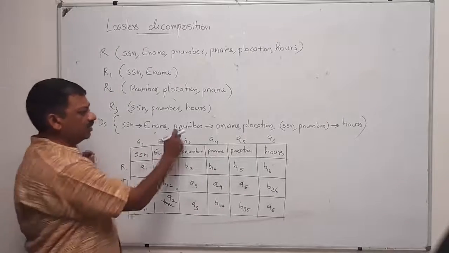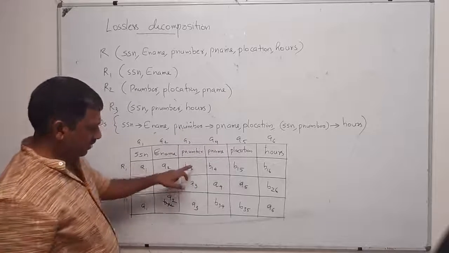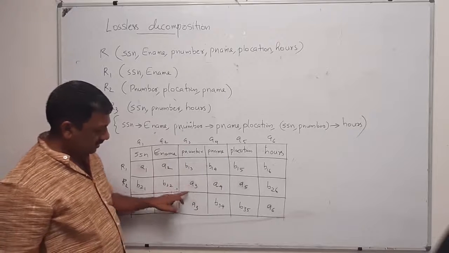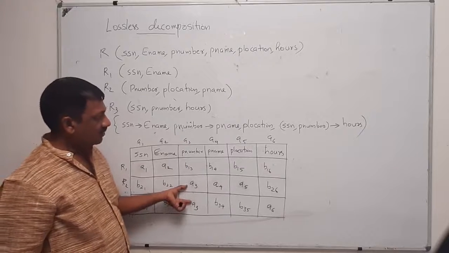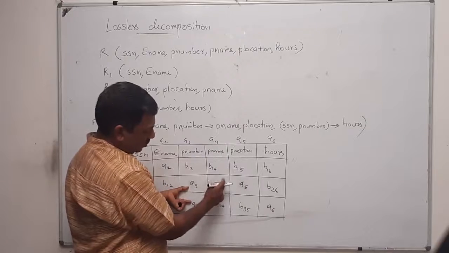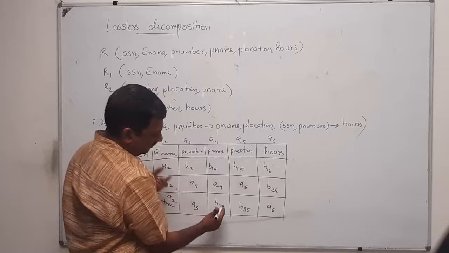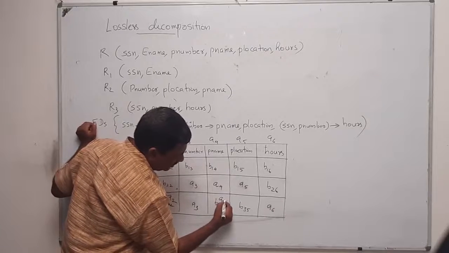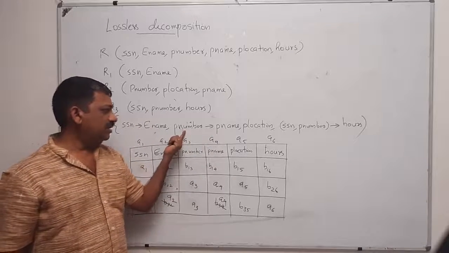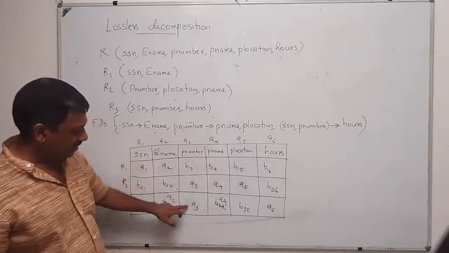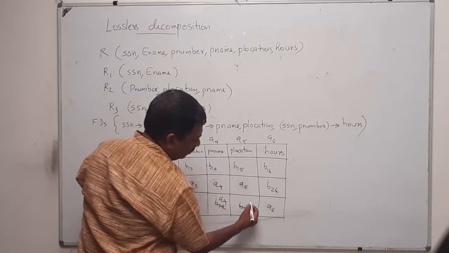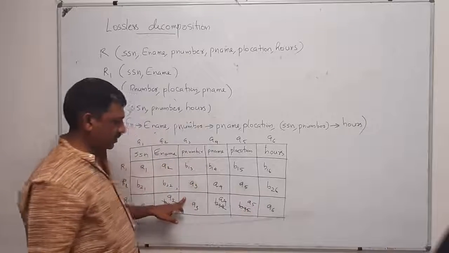Okay. Now P number determines P name. P number column: here it is A3, here it is A3. And what about P name? Here these two are different, A4 and B34. Now I am going to make this A4. That is about P number determines P name. P number determines P location. P number, here two entries are same. What about P location? Here these two are different. So I am going to replace this by A5.